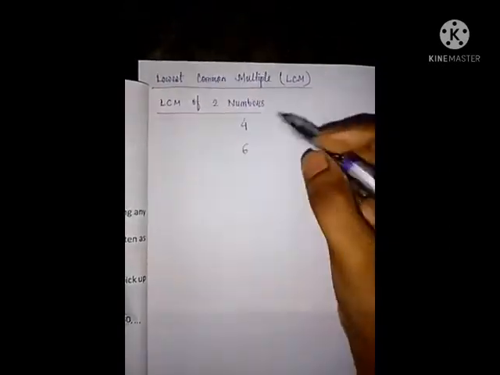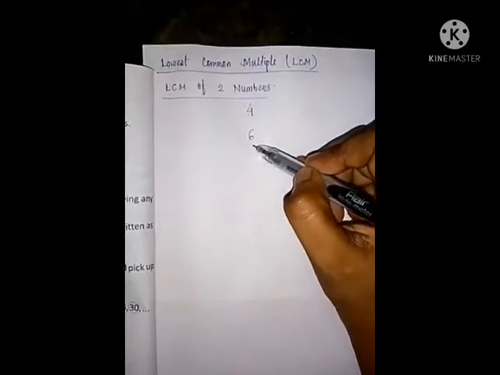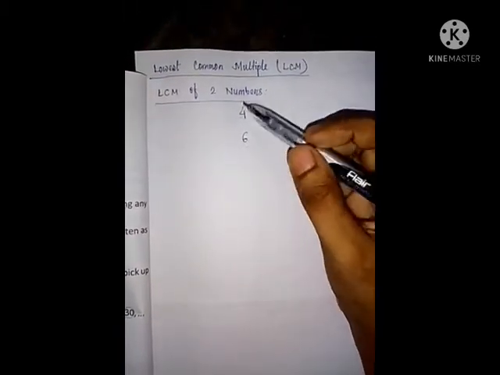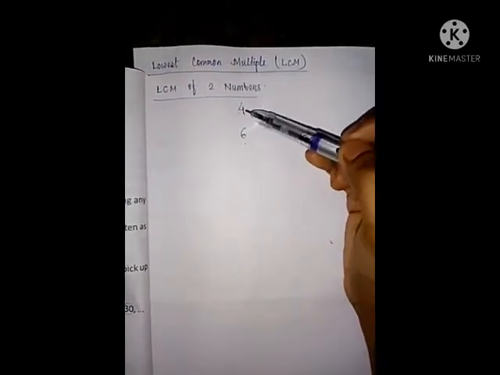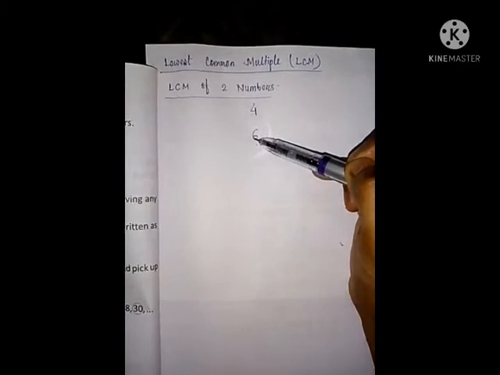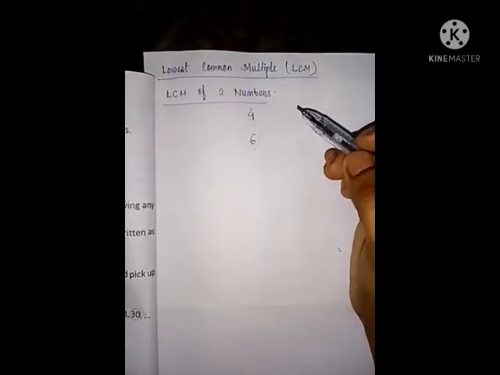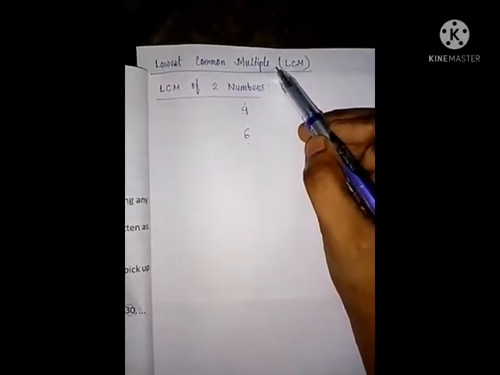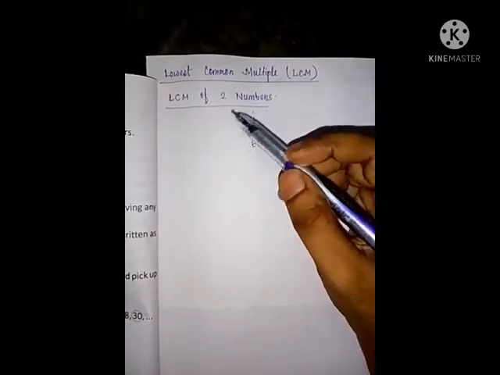4 and 6. Okay, I am going to find the LCM of these two numbers. First of all, before we find the LCM, we have to first write the multiples of each of the given numbers. We have already discussed how to find multiples in our previous classes, right? So, write multiples of 4.